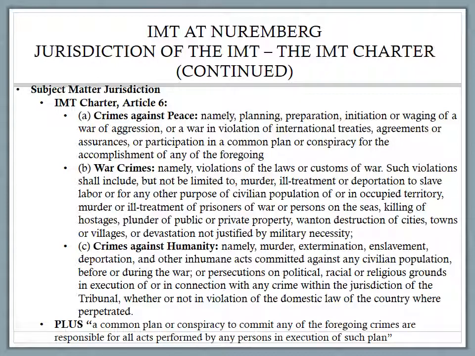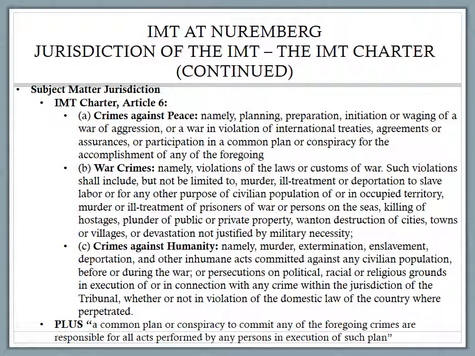Crimes against humanity was defined in Article 6c as murder, extermination, enslavement, deportation, and other inhumane acts committed against any civilian population before or during the war, or persecutions on political, racial, or religious grounds, and execution of or in connection with any crime within the jurisdiction of the tribunal, whether or not in violation of the domestic law of the country where perpetrated. Plus, a fourth crime was criminalized, which was a common plan or conspiracy to commit any of the foregoing crimes. And those are responsible for all acts performed by any persons in execution of such plan.